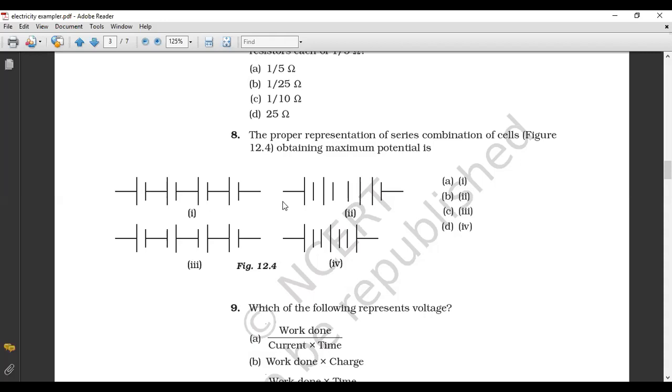But इस केस में क्या है? There is a negative terminal connected to positive, again negative with the negative, which is not possible. In the third number, there is also a problem in the connections, negative to negative, positive to negative. In the fourth number question, the same thing happens. So I think the correct answer for this question is A part, first option.